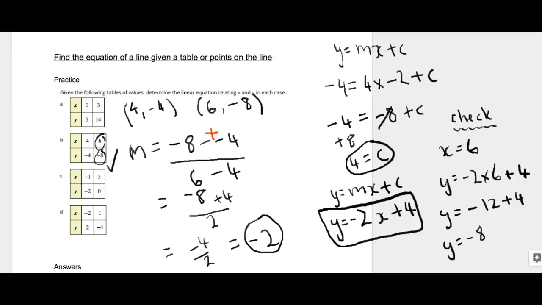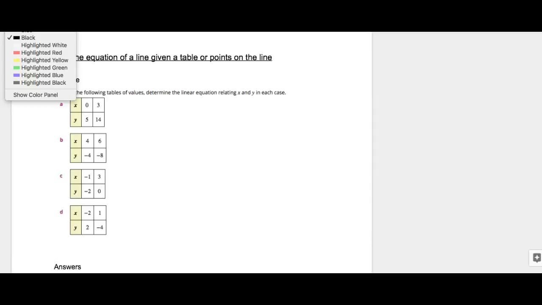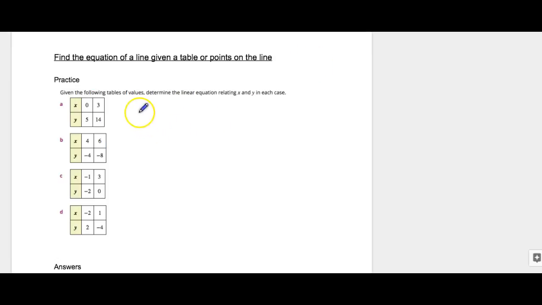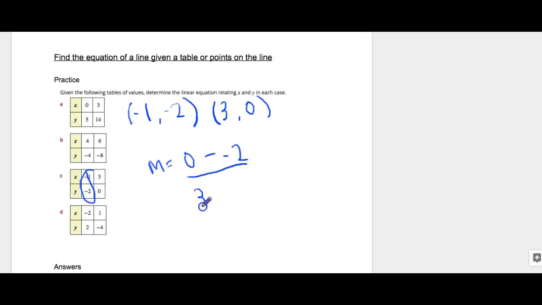I'm going to show you another method. There's no reason why you can't keep doing the method I've just shown you, but there is another way you can do it. So let's just quickly calculate our gradient because the gradient part is easy. Accidentally wrote -2, it should be -1. So I'm just writing these points down and then 3, 0. Okay, so let's calculate the gradient. m equals 0 minus -2 over 3 minus -1. So this is +2, this is 4, so it becomes a half. So our gradient in this case is a half.